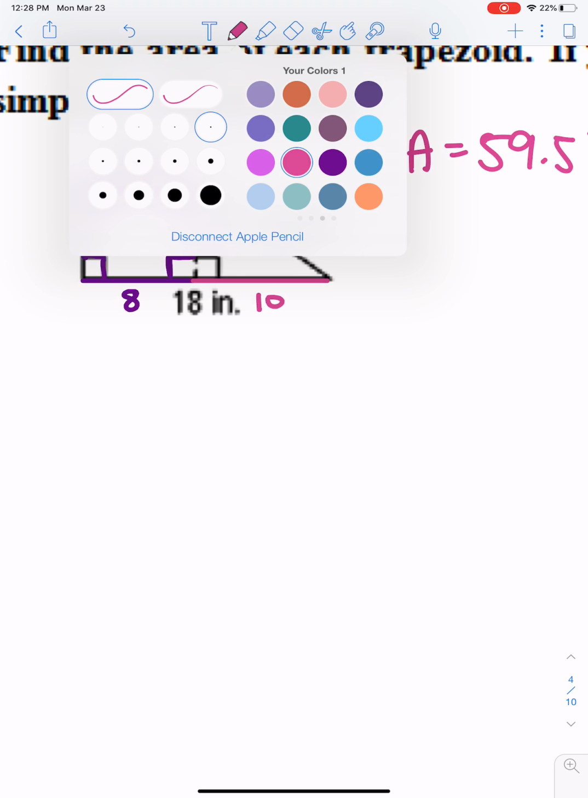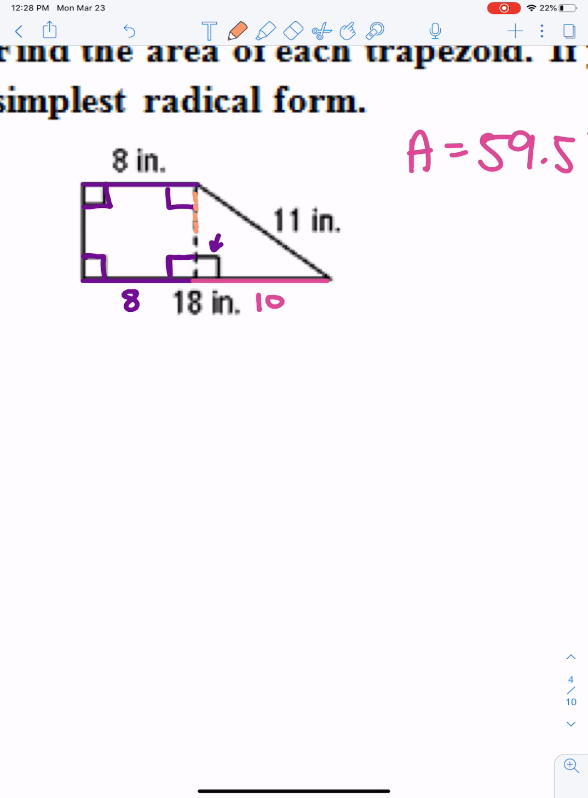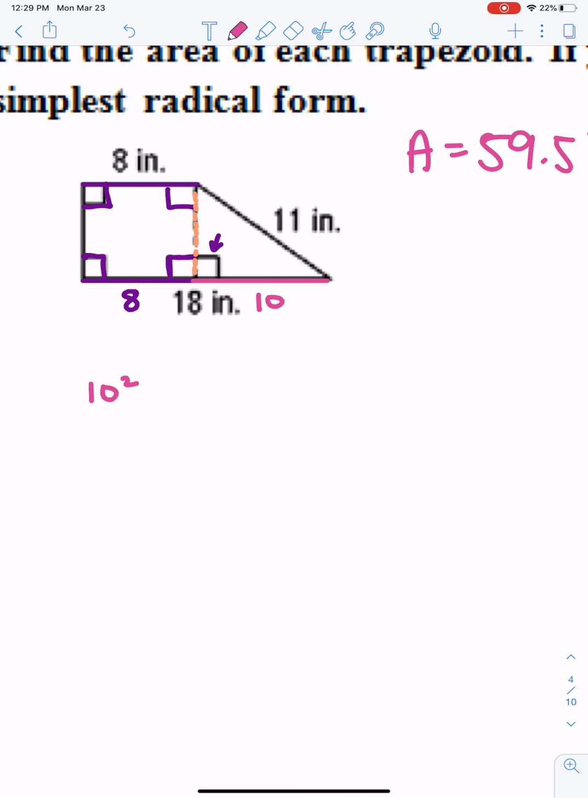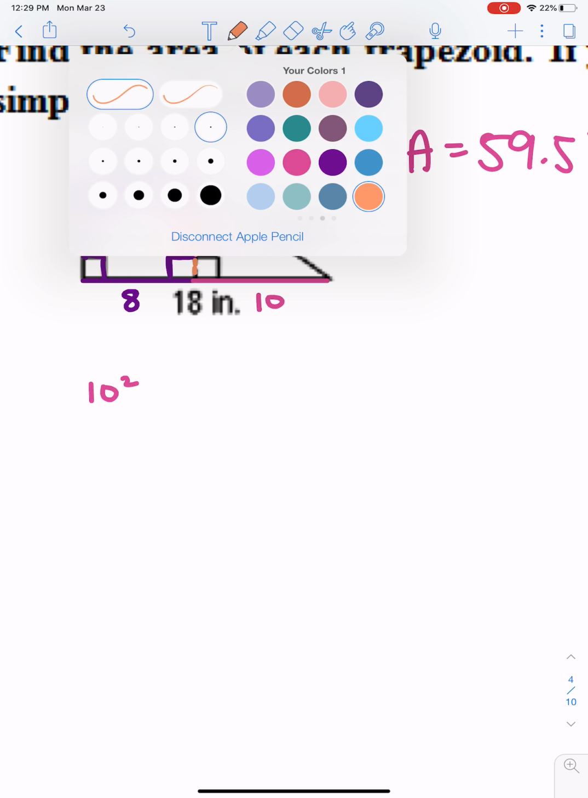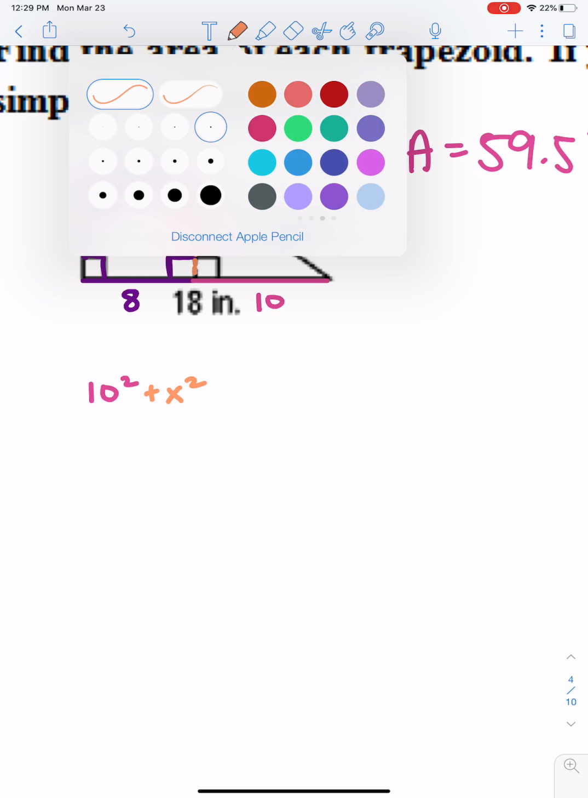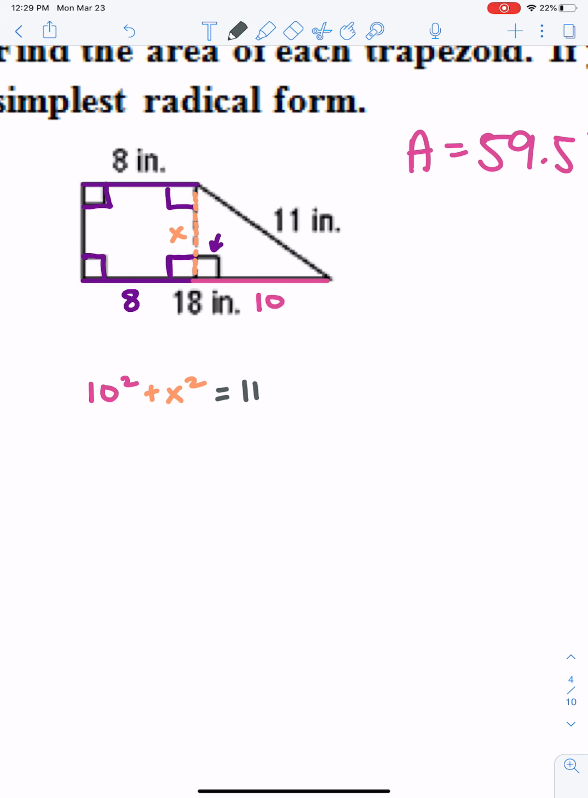And sneaky, I can find this height using the good old Pythagorean theorem. So we have 10 squared plus x squared, and that will equal the 11 squared. So I can do Pythagorean theorem.